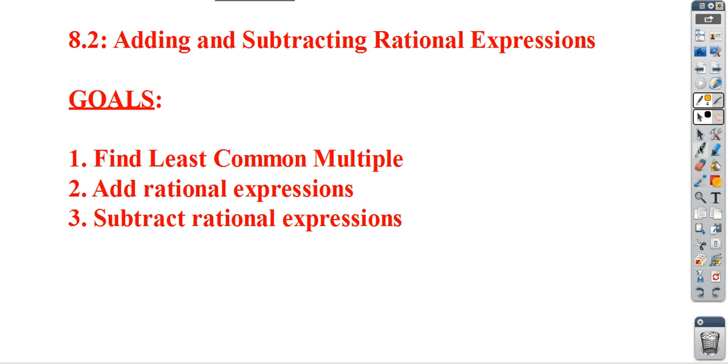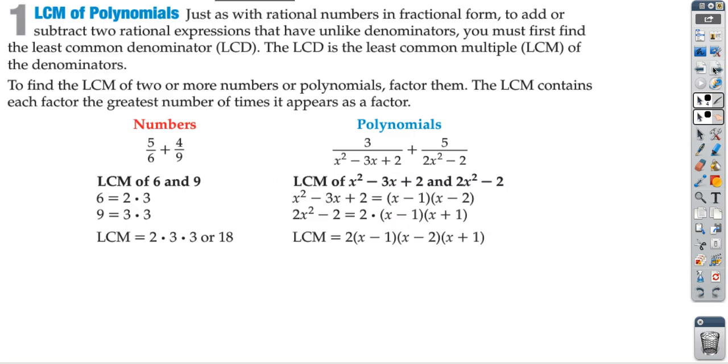common multiple. When you're adding or subtracting fractions, you might remember, like if I'm doing 1/2 plus 3/4, I need these numbers on the bottom, which are called denominators, to be the same. And the least common denominator is another name for least common multiple. So I'll show you how to find that.